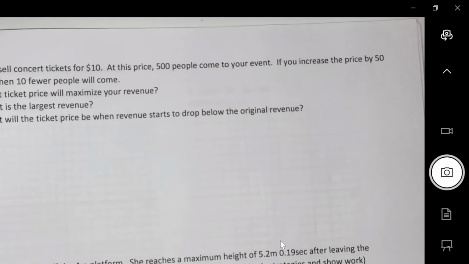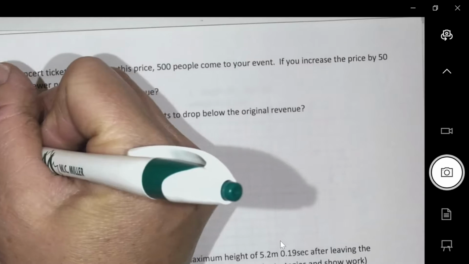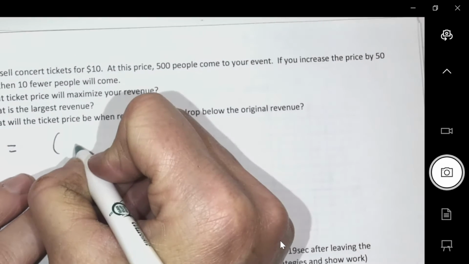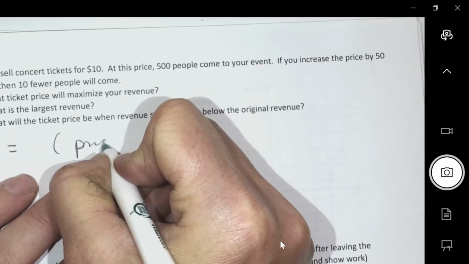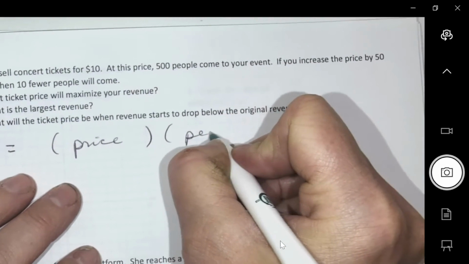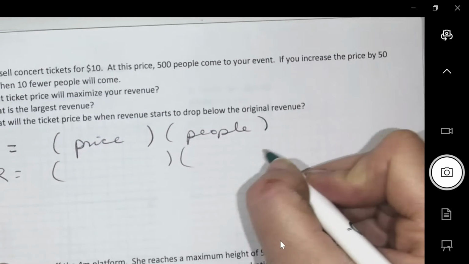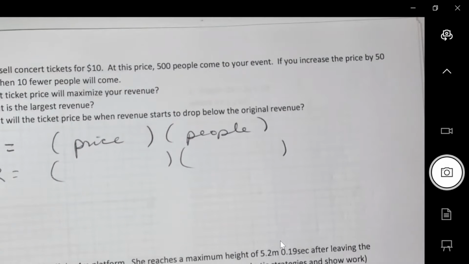Okay, you sell concert tickets for $10. At that price, 500 people come. So this is what we're actually going to start with here. We're going to talk about the revenue of a concert. So the revenue equals price times the people.